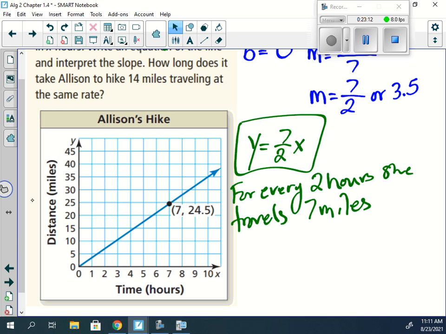We just need some way to explain what the slope is telling us. So it could be in either one of those forms. We could say that she travels 3.5 miles every hour, because that would be the same thing. Okay. Interpreted the slope. Done.